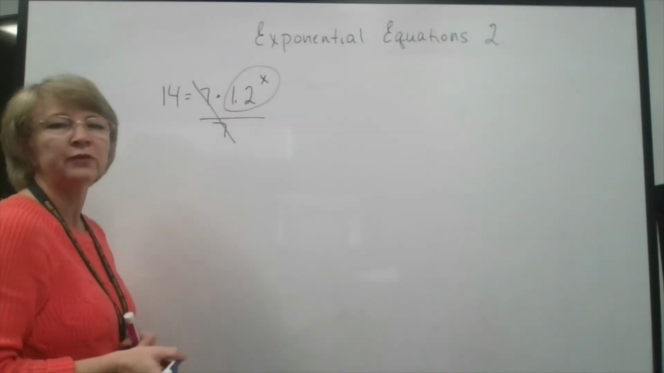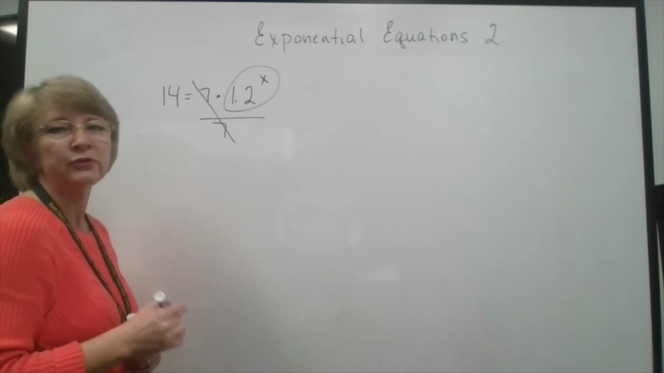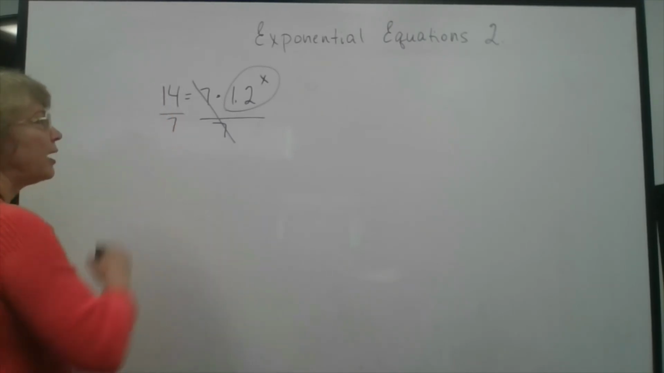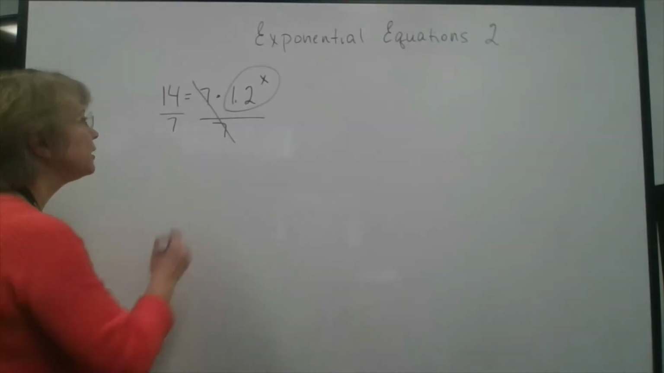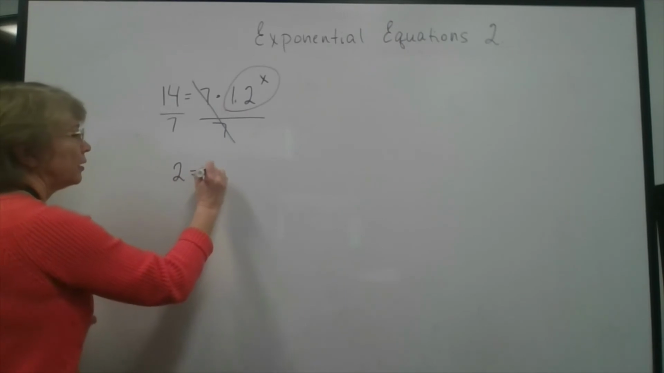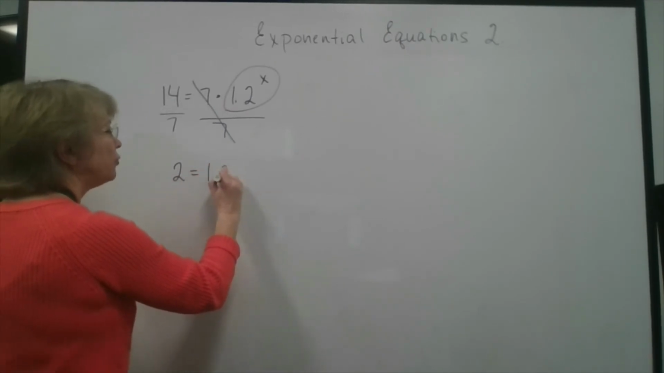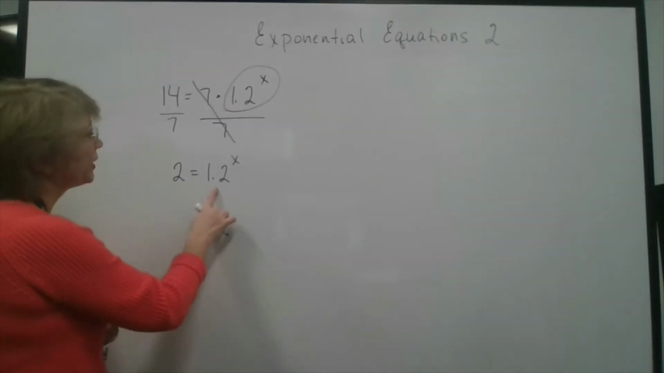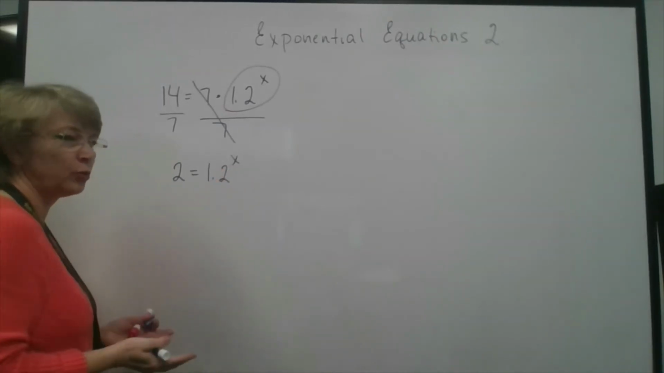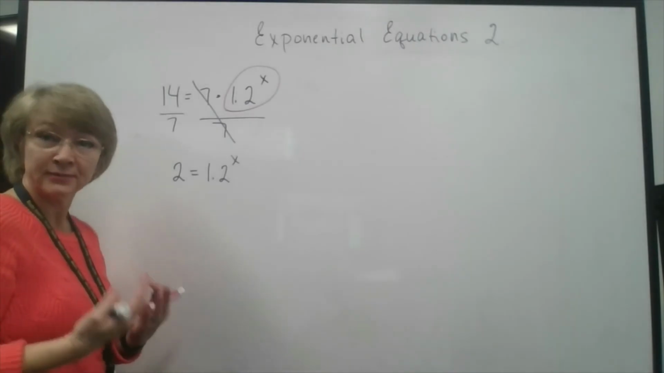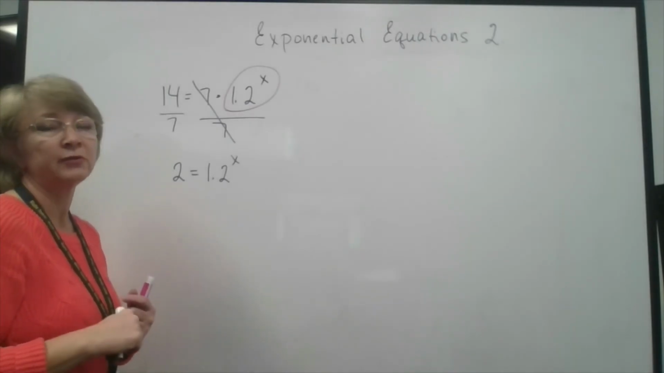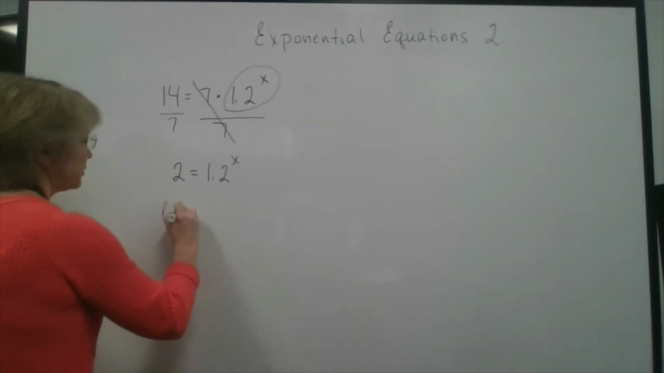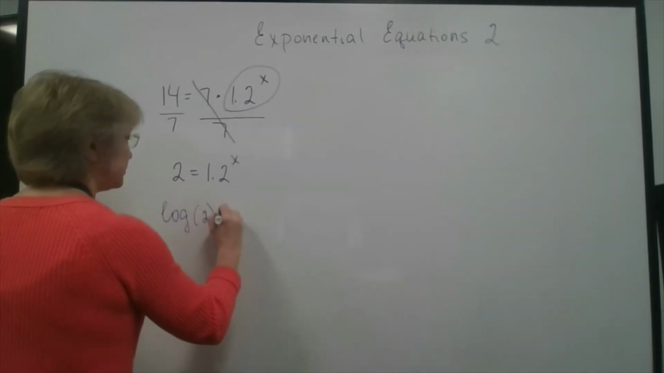And you remember, whatever you do to one side, you have to do the same to the other side. And if you divide, it will be nice and sweet. It will be just 2. 2 equal to 1.2 to the x power. Perfect. We have the base to the exponent on one side, and stop your video, finish this equation on your own, and check your work. We will use a logarithm on both sides.